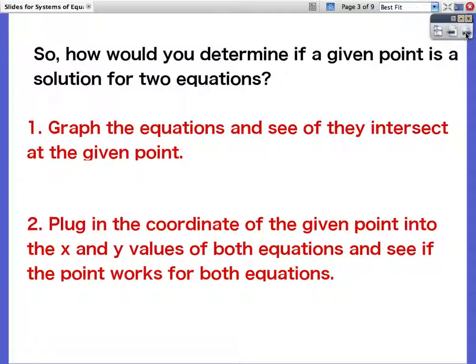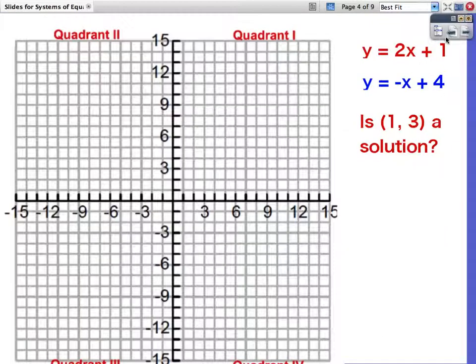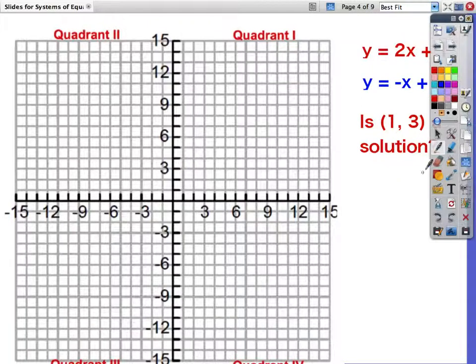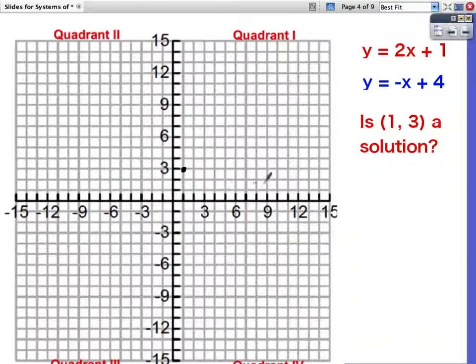Let's do a quick example to make this all clearer, because so far it's been maybe a little confusing. So we have our two equations, y equals 2x plus 1 and y equals negative x plus 4, and our two functions here. And the question is, is 1, 3 a solution? I'm going to graph that point 1, 3 in black here. I'm going to graph the first equation in red and the second equation in blue, and we'll see where they intersect. If they intersect at the point 1, 3, then we know it is a solution.